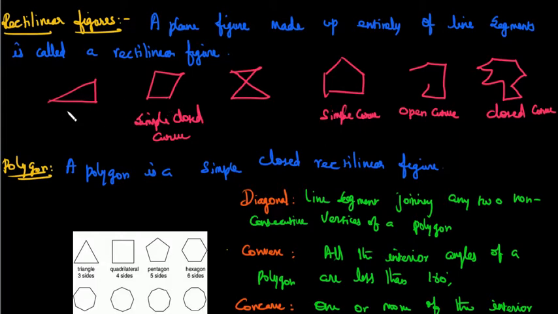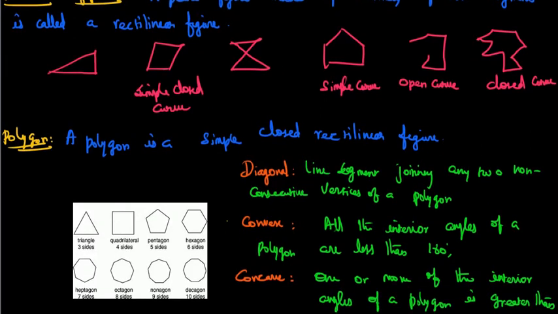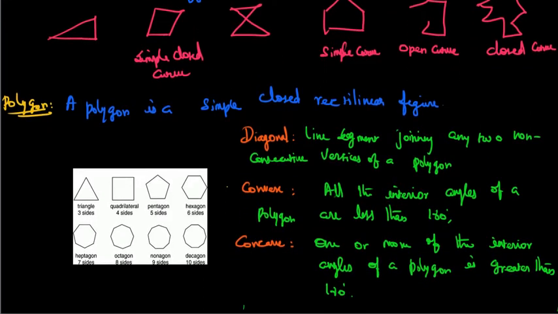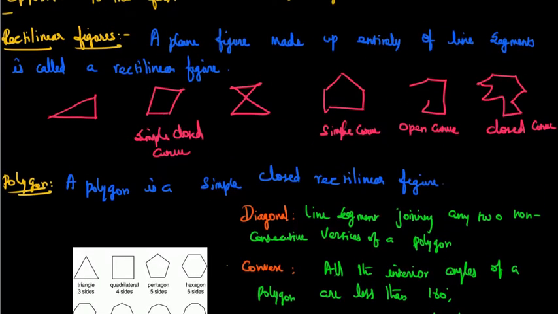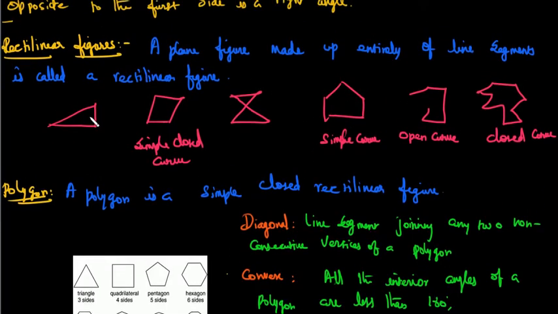What about this one? Can you say this is simple? Yes, because it does not cross. Can we say this is closed? Yes, this is closed. So this is a rectilinear figure. In rectilinear figures we are going to concentrate on polygons. A polygon is a simple closed rectilinear figure. That means it should be simple and it should be closed. So you can say this is a polygon.